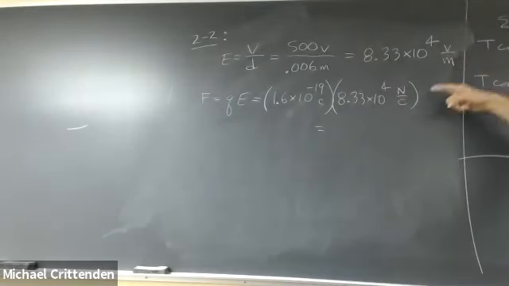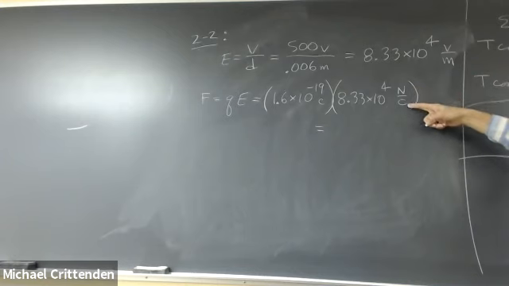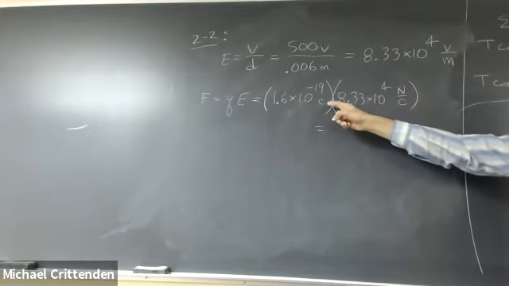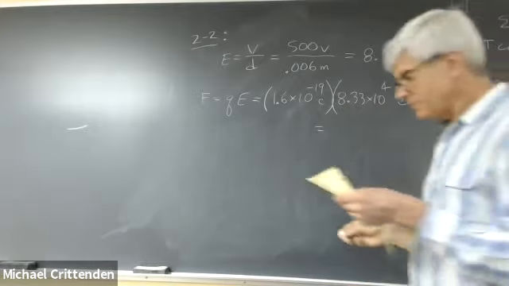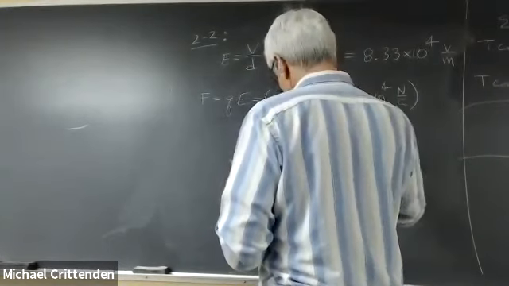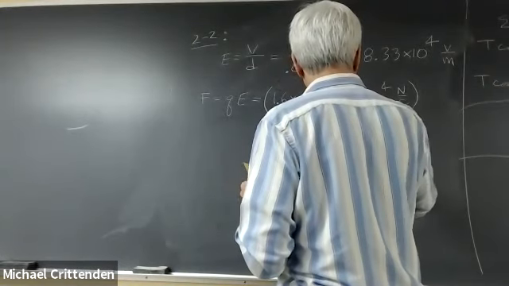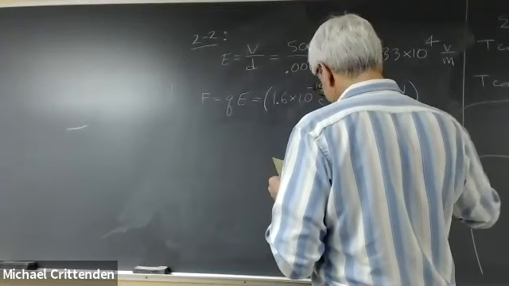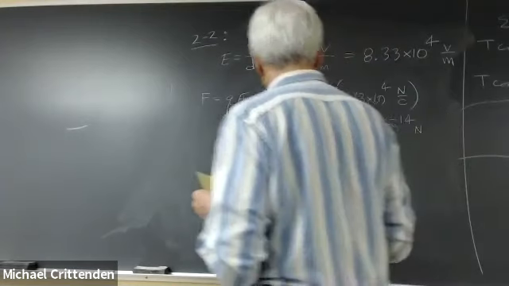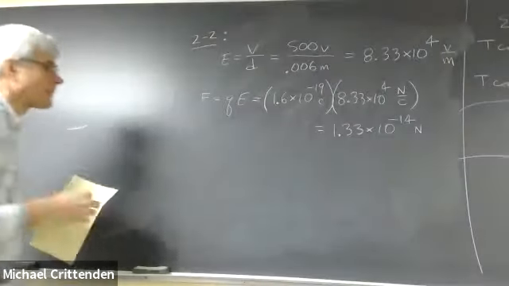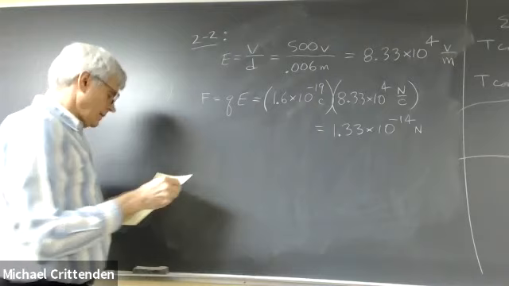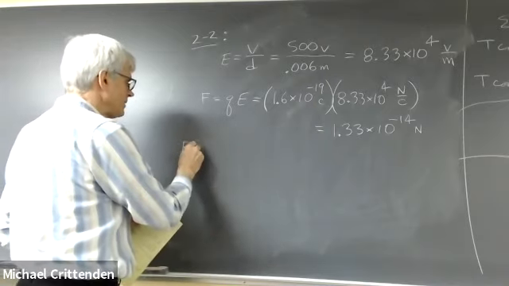A volt per meter is the same thing as a Newton per coulomb. I wrote it like that just so you could see that newtons per coulomb times coulombs is going to give you newtons for the force. 1.33 times 10 to the negative 14 of a newton. And then finally, F equals ma to get the acceleration.